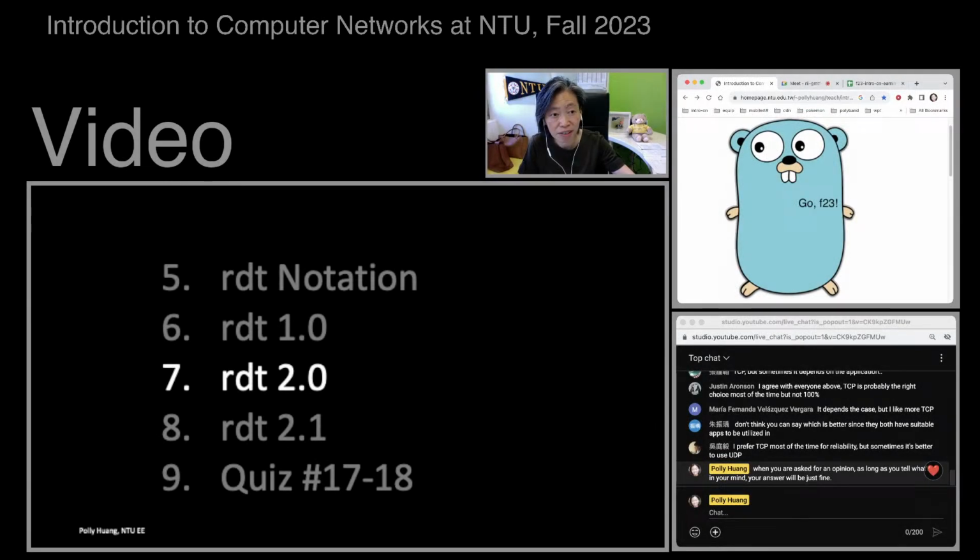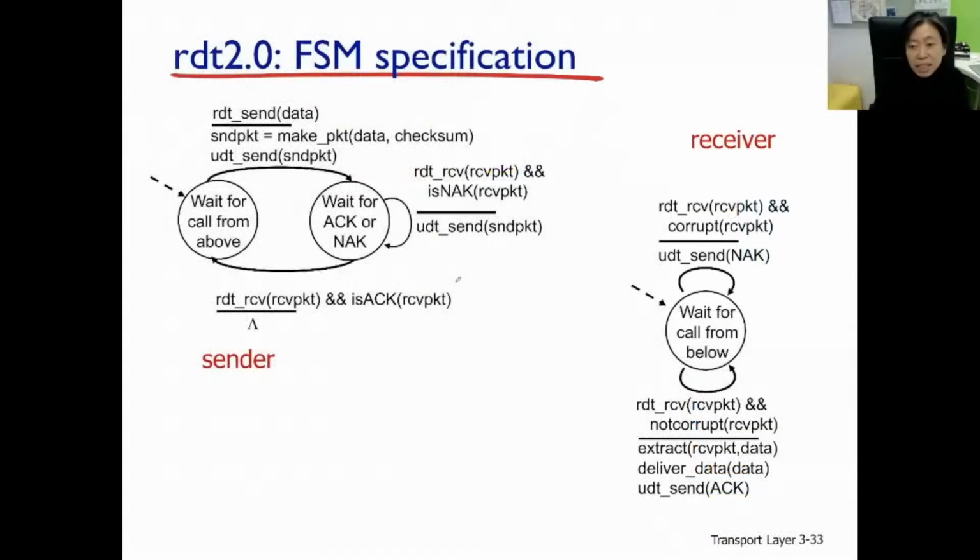All right, so let's check out the finite state machine of RDT 2.0. What's a little bit harder is going over RDT 2.0's finite state machine, so try to be a bit patient here. Let's focus on the sender side of the FSM first. This time we do have two states. One is wait for call from above. Okay, this one is familiar, right? This is the initial state. The sender is waiting for the application process to send data down to the transport layer. So, wait for call from above.